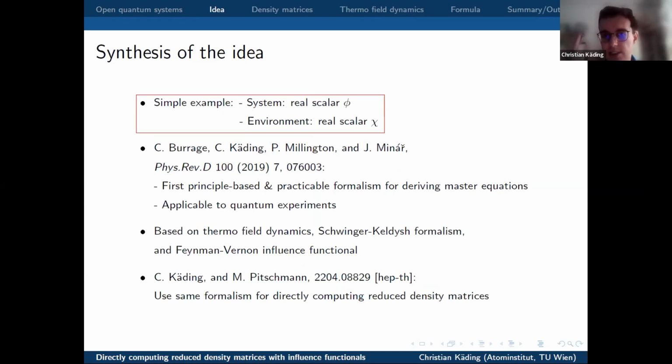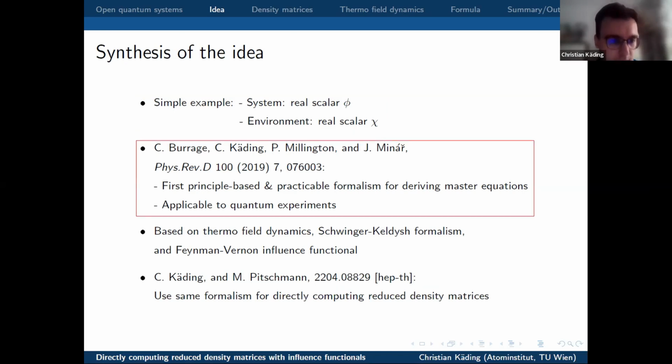So I'm considering a system which is a real scalar field phi, and I have another real scalar field chi as my environment. In this article from a couple of years ago, we introduced a formalism, which is first principle based and very practicable, in order to derive a quantum master equation for such a toy model, but generally also for other systems and environments, of course, in a physically or experimentally relevant basis, namely the momentum basis. And we had applications to quantum experiments in mind.